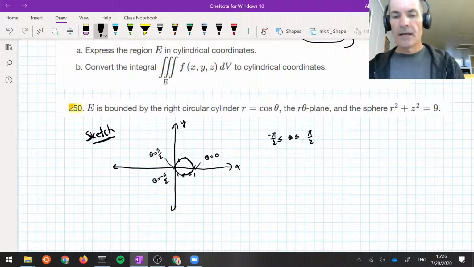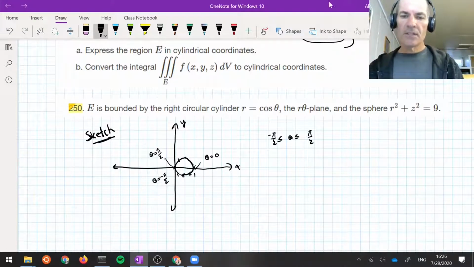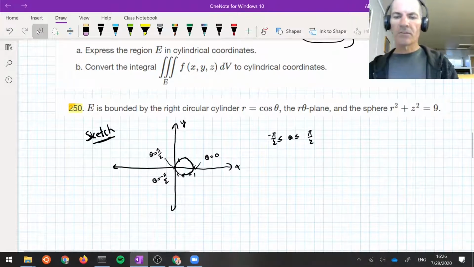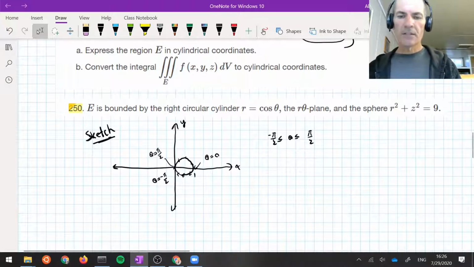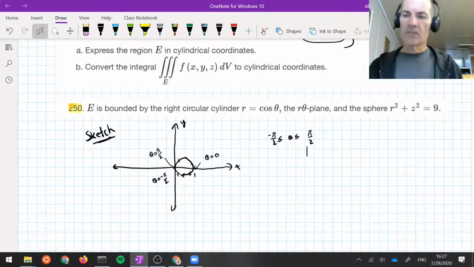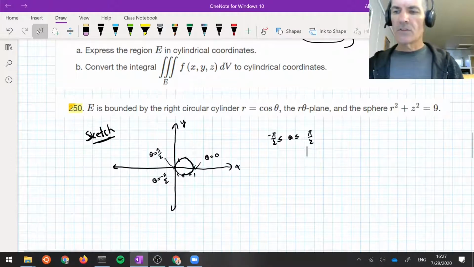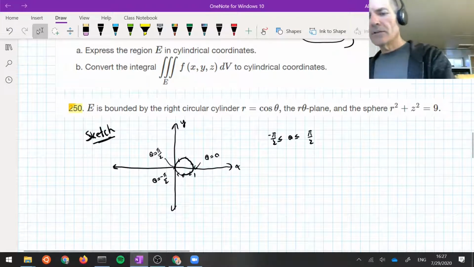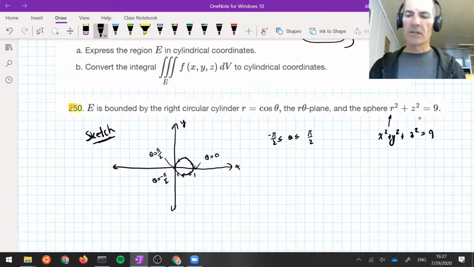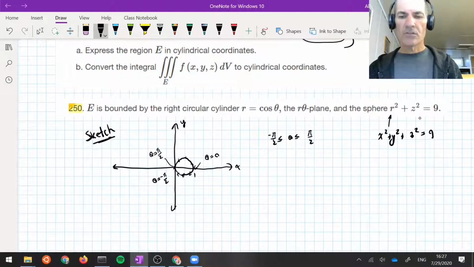All right, so E is bounded by this right circular cylinder. Well, where is the cylinder? The cylinder is this figure in the xy plane and then lifted up parallel to the z-axis until it hits the sphere of radius 3 up here. How do I know this is a sphere? Well, you may remember that r squared is secretly x squared plus y squared. And then z squared equals 9. That's just the equation of the sphere in Cartesian coordinates of radius 3.